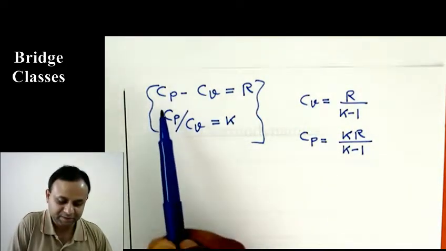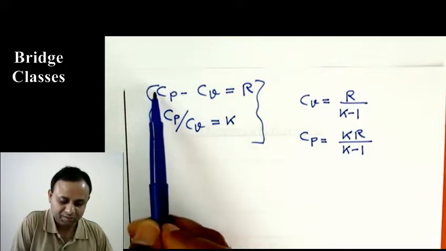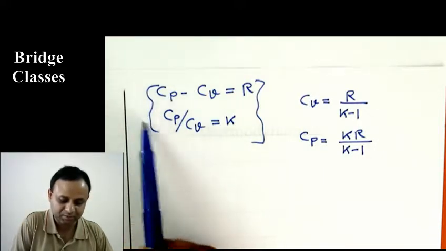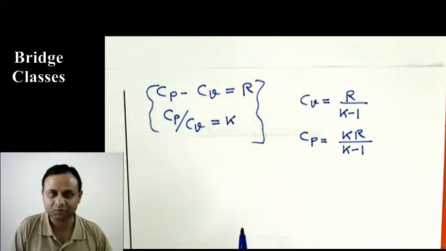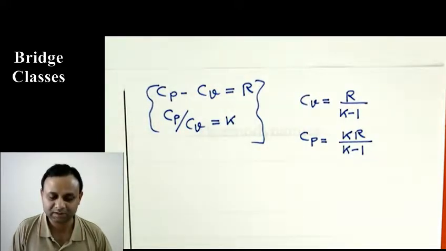If you have value of Cp, then also based on these two relations you can determine Cv and K. So you have to know only one of Cp, Cv and K, and others we can determine.